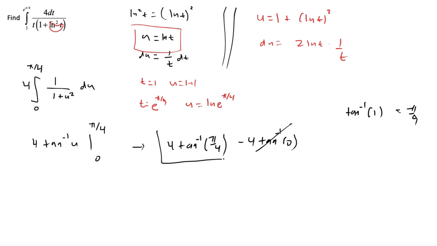For all intents and purposes, we can leave this as the answer. Now, if you want to give the decimal answer, tangent inverse of 4 is about 1.33. Multiply that by 4, and we get something in the neighborhood of 5.3 as a number. But otherwise, you can leave your answer like this.